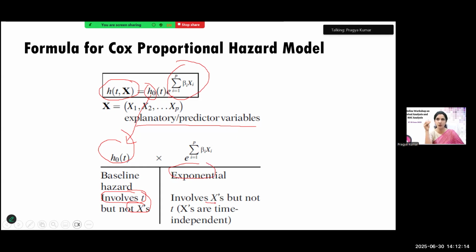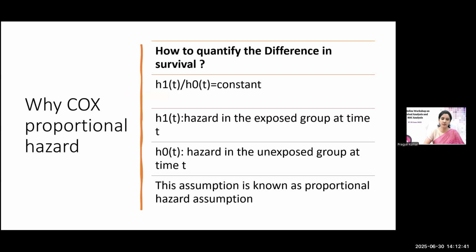The x's mean the explanatory or predictor variables, but there is no unit of time in them. So we assume that these predictor variables are time independent. That's one very important assumption: time independent means that with time they are not changing. That's why this proportional hazard assumption works.